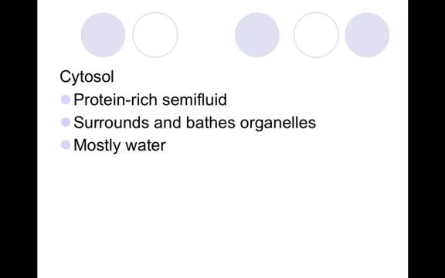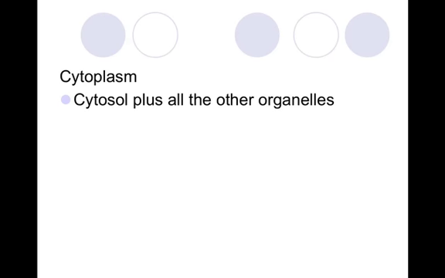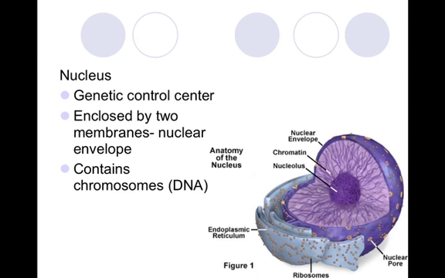Cytosol is the semi-fluid that is in the cytoplasm. It surrounds and bathes all the organelles. It's mostly made up of water, but there's protein in it also. The cytoplasm is the cytosol plus all the organelles. In the past, when you were younger, you probably learned it to be the liquid of the cell. But it's not technically just the liquid of the cell. It also includes the organelles.